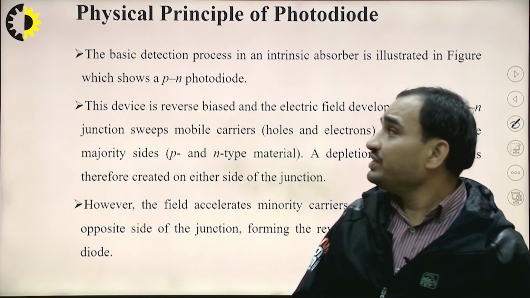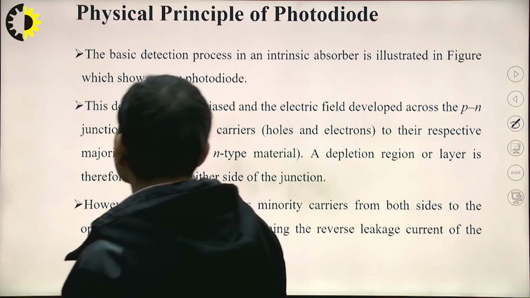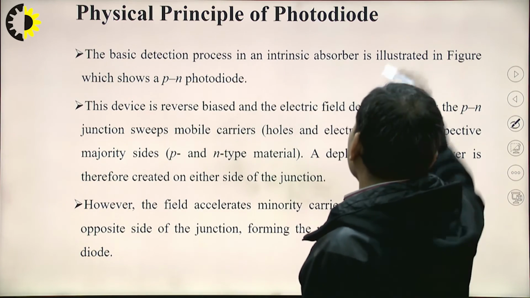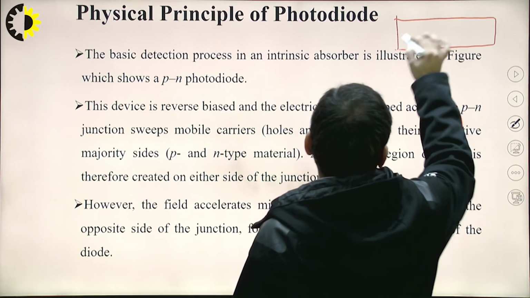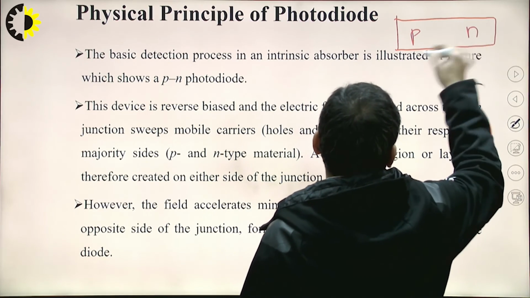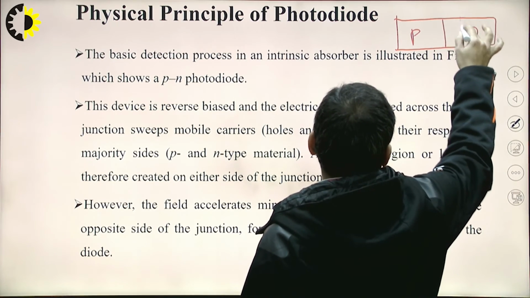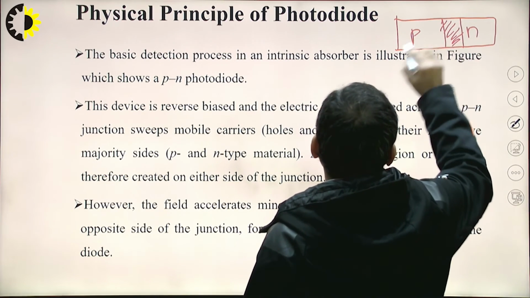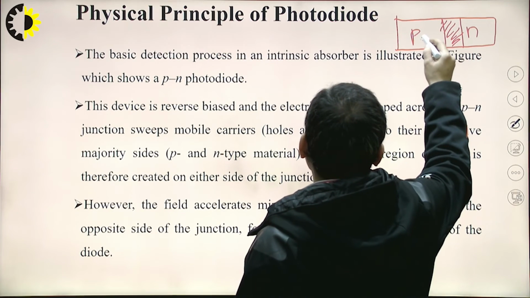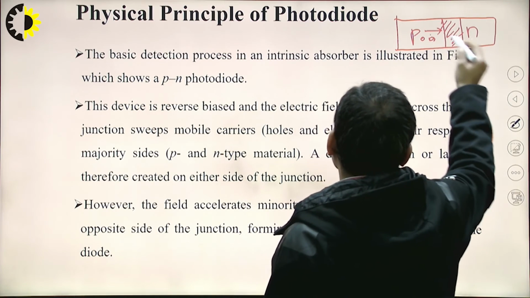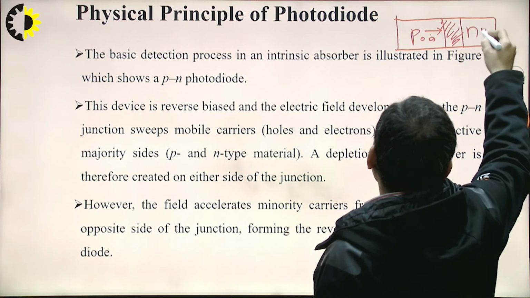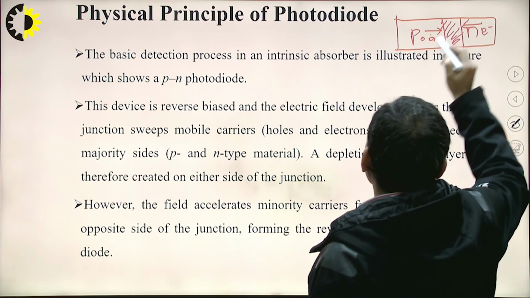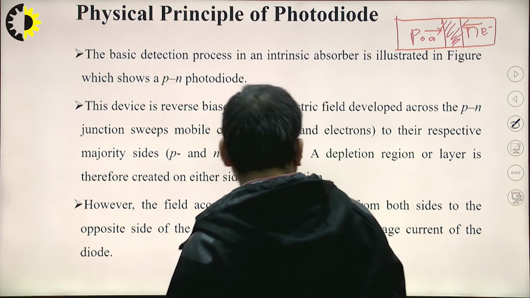Now what will be the physical principle of the photodetector? Physical principle means how it works. So we know that in a diode we have p-type and n-type, and between them we have a junction. This junction doesn't allow the free carriers or the majority carriers, that is holes, to pass through it. Similarly, the n-type has electrons, and this junction acts as a barrier and will not allow the electrons to pass through.